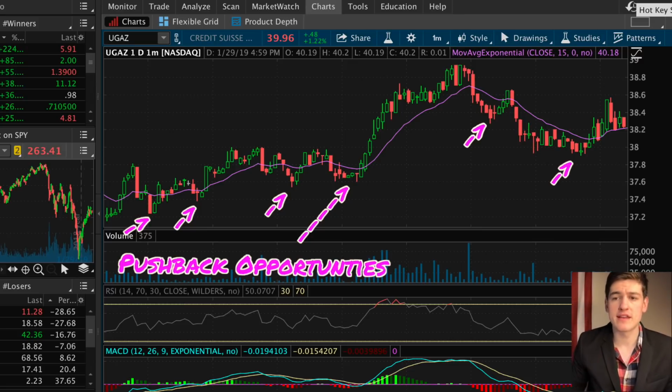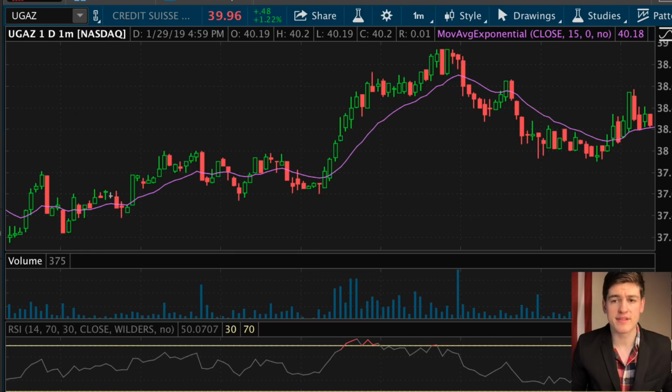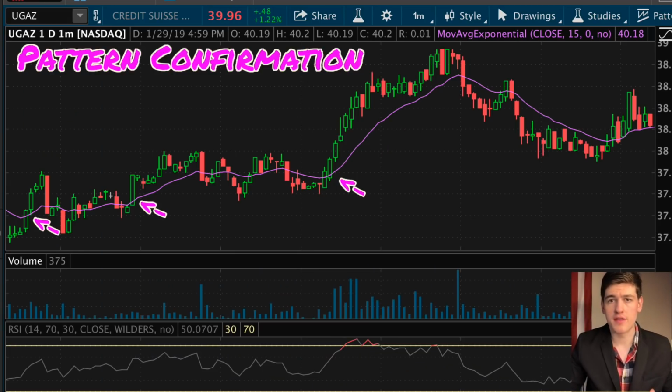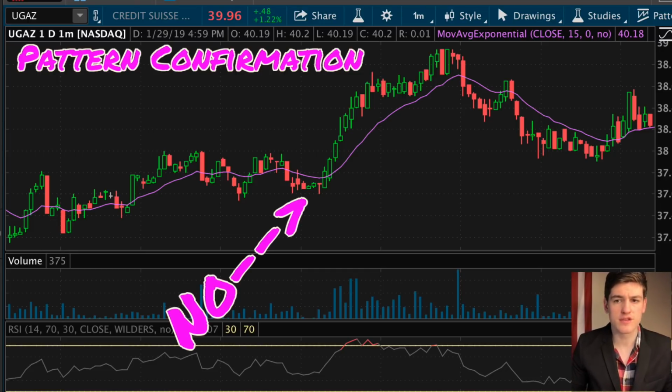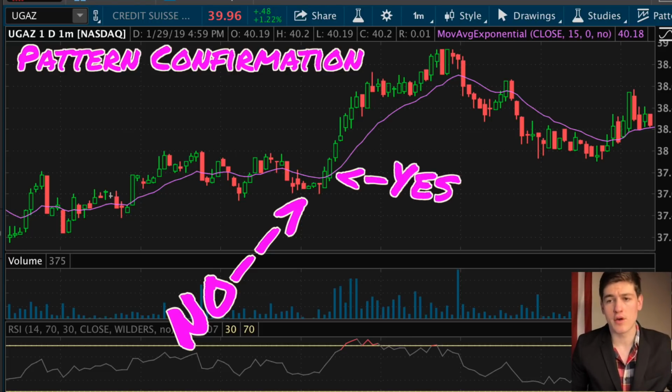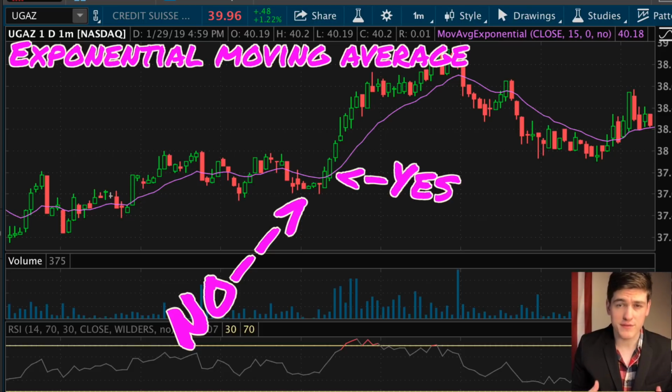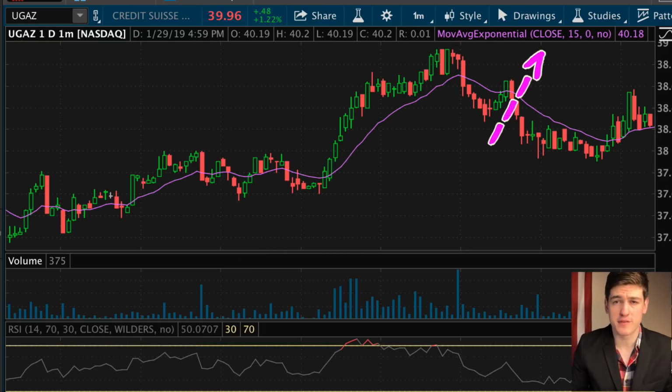So instead of trying to get in right at the bottom, what you could focus on instead is waiting until we see a pattern confirmation on the EMA line. Now, what this means is that instead of getting in here when the price is struggling to move off of support, you get in when the price breaks over the purple EMA line. Now, the EMA line is the exponential moving average, and I'm going to discuss a little bit more about how to set that up specifically for this purpose, because you can't just use the default settings, but we're going to cover that a little bit later.